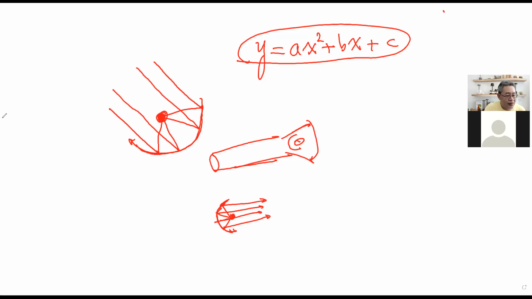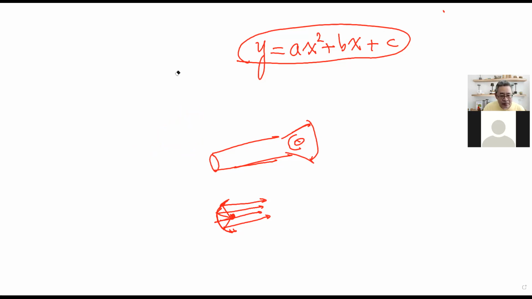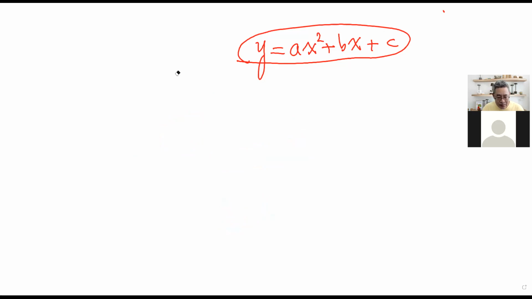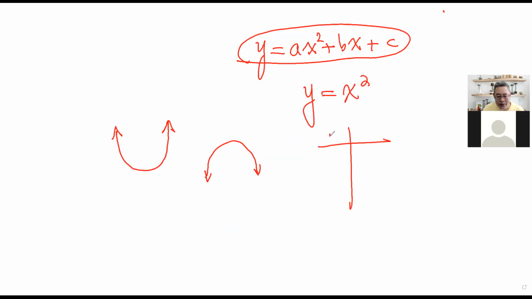Yep. So the quadratic function either goes this way or goes down this way. The simplest one is y equals x squared. How do we graph it? One way is to have a table. If x is 0, y will be 0. If x is 1, y will be 1. And if x is 2, y will be 4.